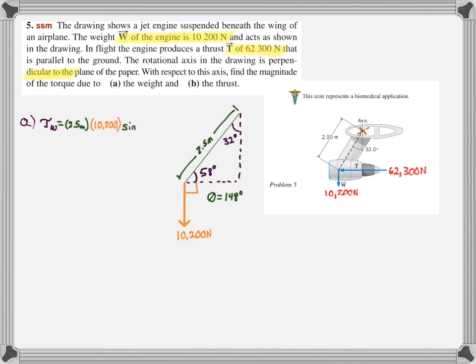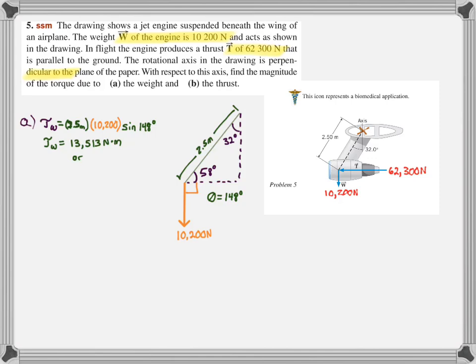So we can plug it in: 2.5 times 10,200 times sine of 48, and we find that the torque caused by the weight is 13,513 newton meters. Newton meters, again, is the unit of torque. I don't believe we put the correct units in the last one, so you can do that.